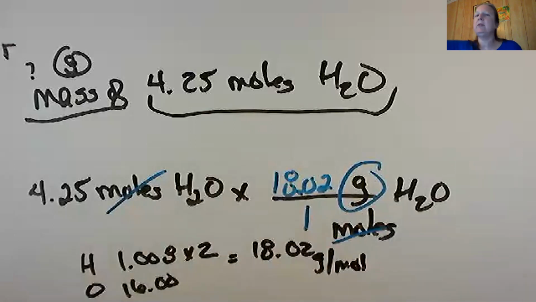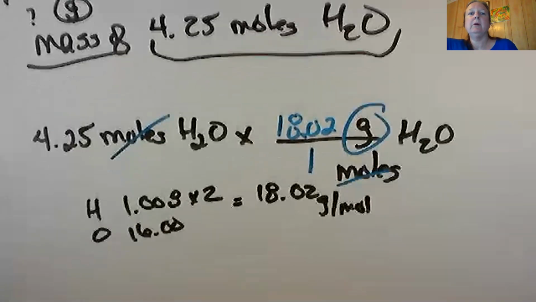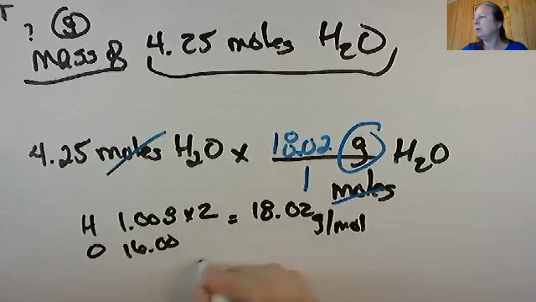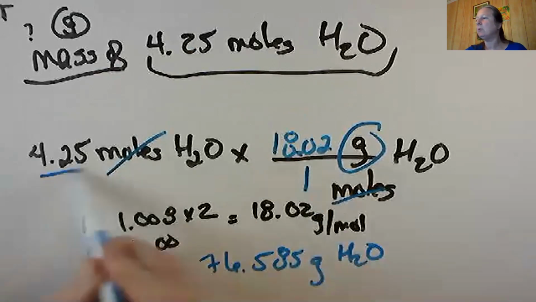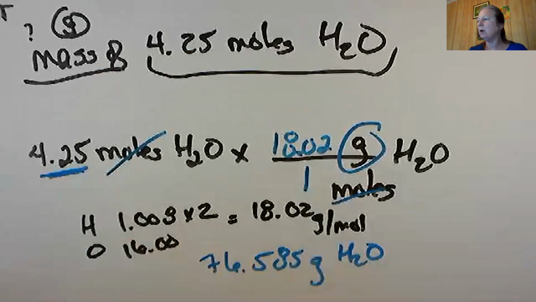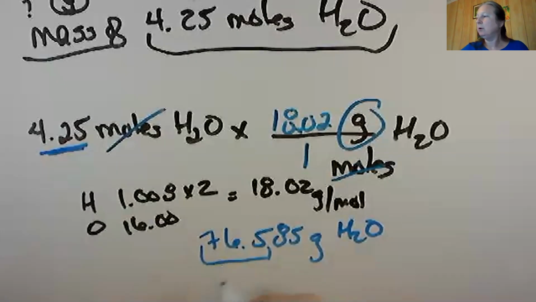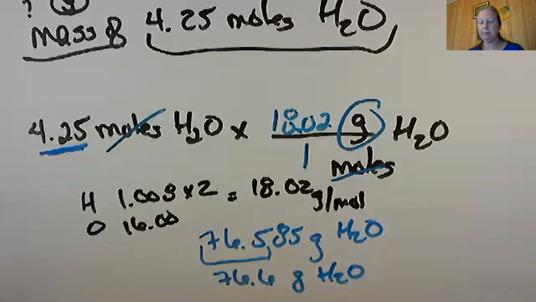And then according to the slide, your calculator will spit out 76.585 grams. You go back. I have 4 sig figs here. I have 3 here. I'm multiplying. So I want 3 sig figs. So my answer will be 76.6, I'm going to round up, grams H2O. Okay?